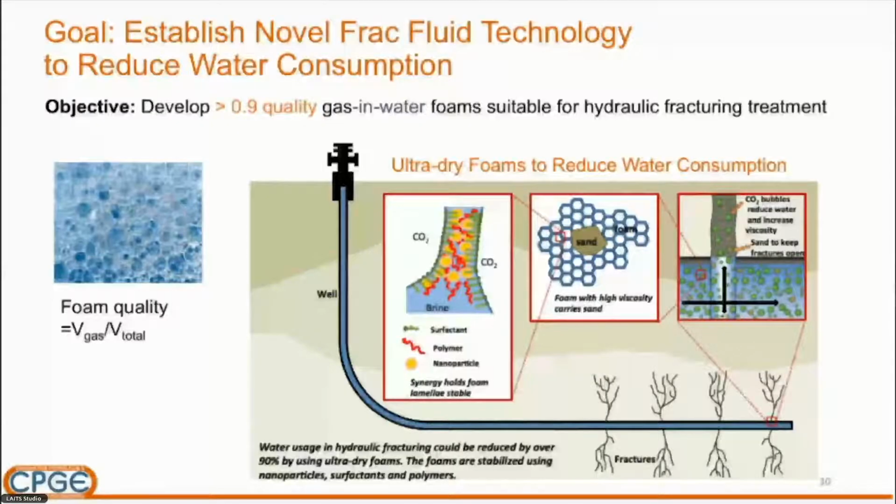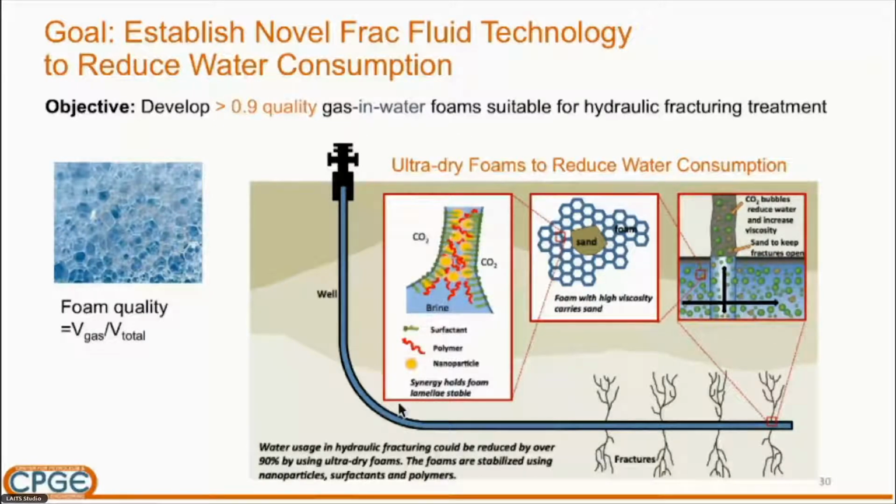So let's just start. Our goal is to establish a novel fracturing fluid technology to reduce water consumption. And how do we get there? Well, one idea is our objective is to develop high quality foam. By quality, I mean the volume of gas divided by the total volume. And if I have high quality foam, I'm reducing water naturally. However, the problem with such foam is that it's not necessarily stable. So how do we introduce stability?